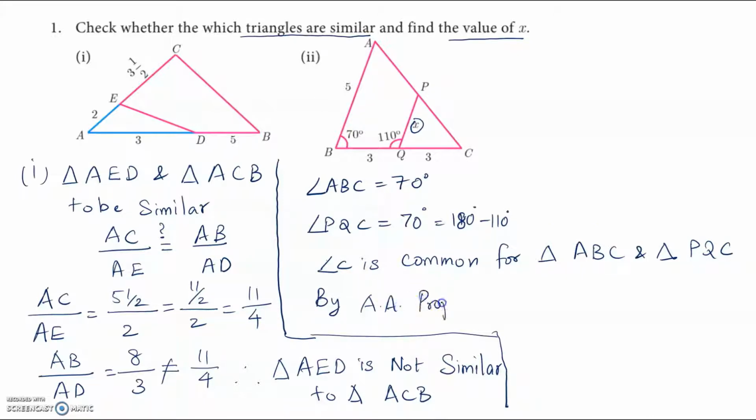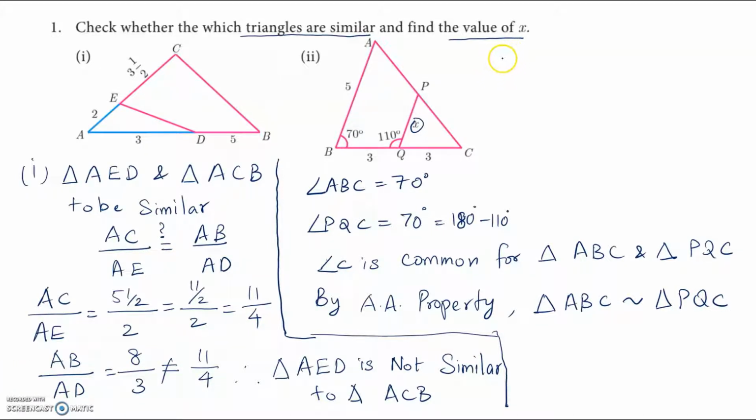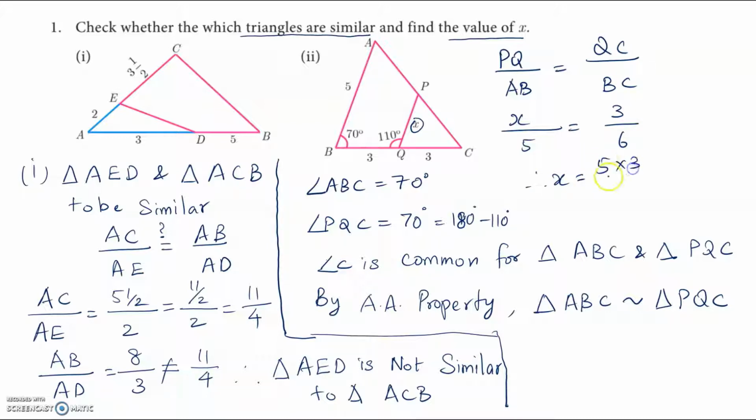So by AA property, we can say triangle ABC is similar to triangle PQC. So their sides are proportionate, which is PQ by AB is equal to QC by BC. And our PQ is X, AB is 5, QC is 3, and BC is 6. So therefore, X is equal to 5 times 3 by 6, that is 15 by 6. Simplifying, we can say it is 5 by 2.